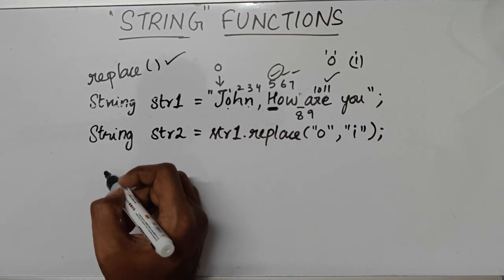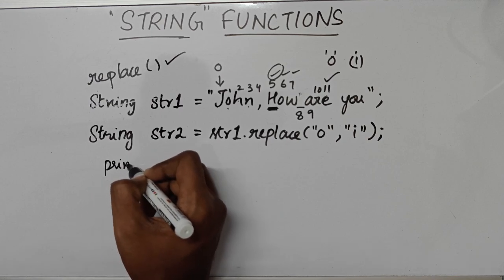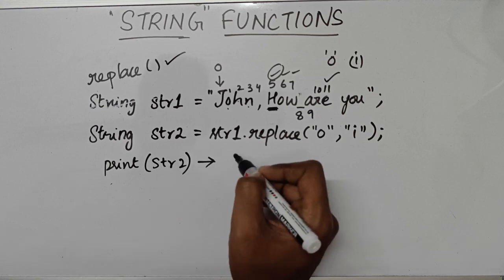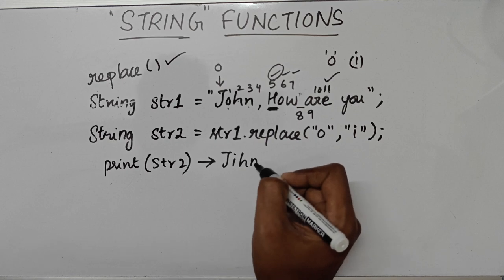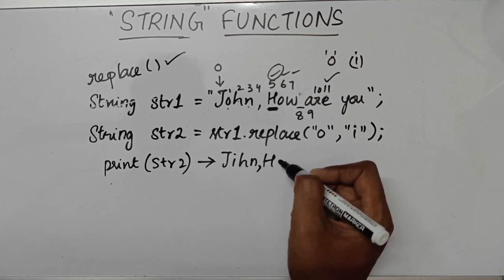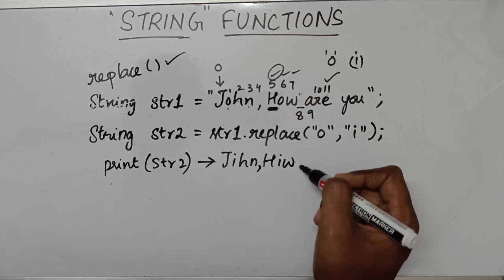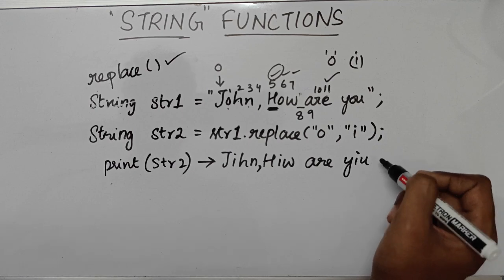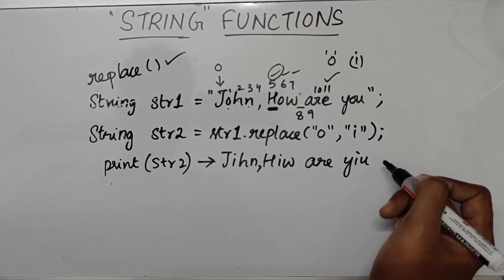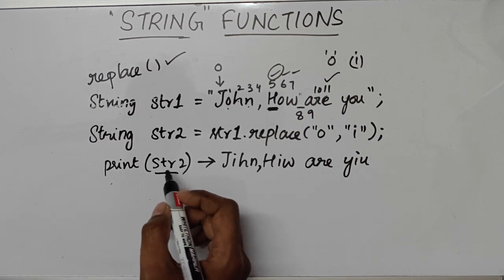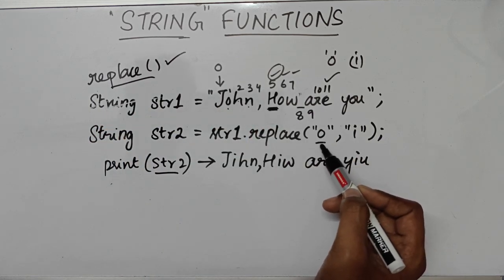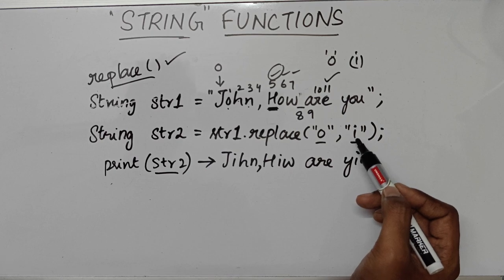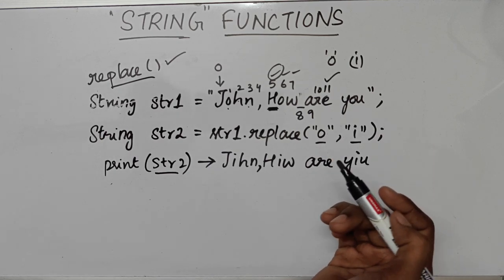So this is going to give me an output. If I print str1 or str2, sorry, it will print J I H N comma H I W space A R E space Y I U. Have I missed any O? No. So this is the output that str2 will give. Okay, so replace will have two parameters. First parameter is the one you want to replace, and second parameter is the character with which you want to replace this. So this is also quite simple.